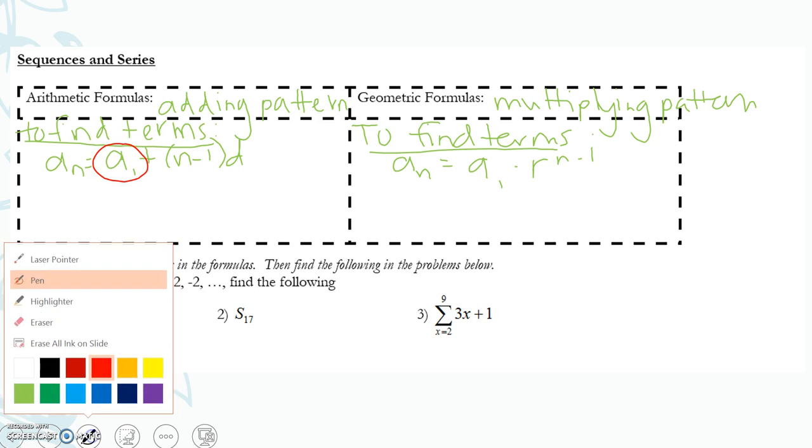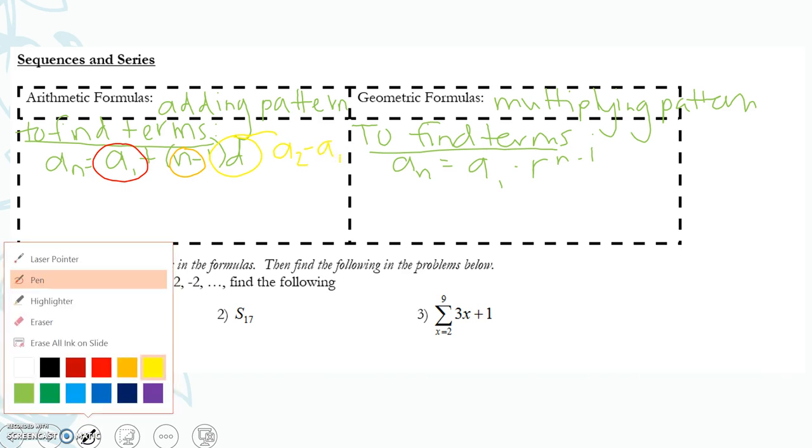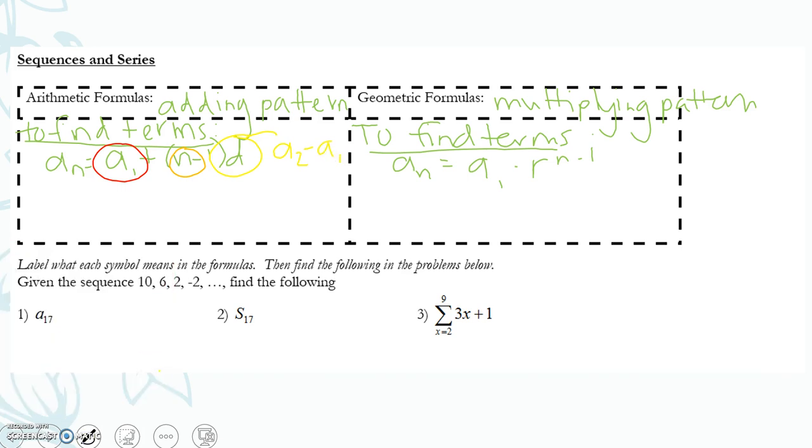If you don't know what that stands for, you need to write yourself a note right now that A1 equals the first term. N stands for the number of term you're looking for. So if you don't know what that means, you need to write yourself a note. Finally, D stands for how much is added each time. If you're not sure how to find that, you take the second term and you subtract the first term.